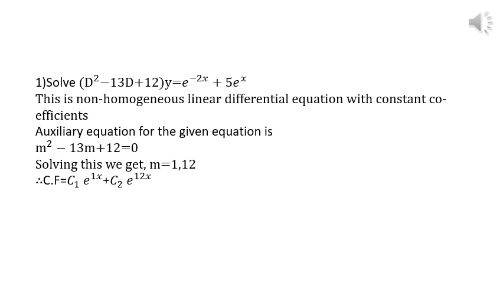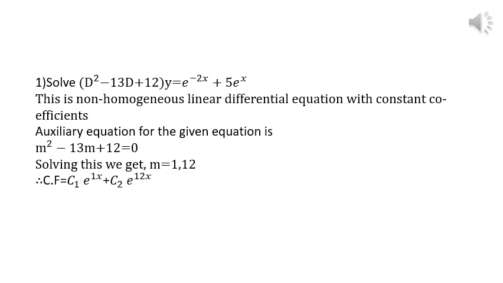Next problem, solve (D² − 13D + 12) y = e^(−2x) + 5e^x. The auxiliary equation is D² − 13D + 12 = 0. This is a quadratic equation, so you have a formula to find the roots of the quadratic equation.